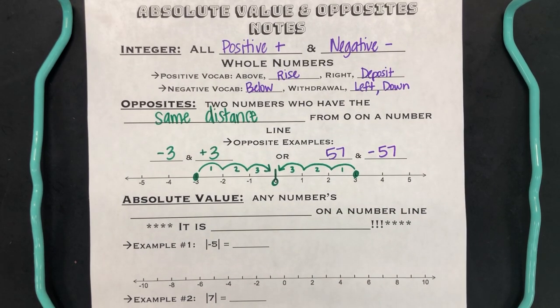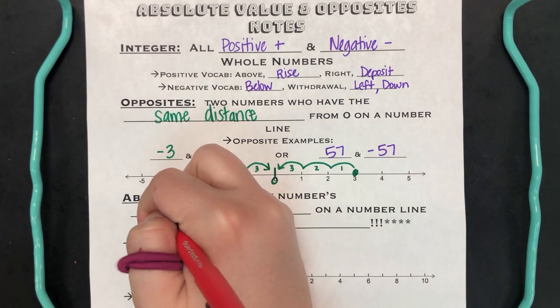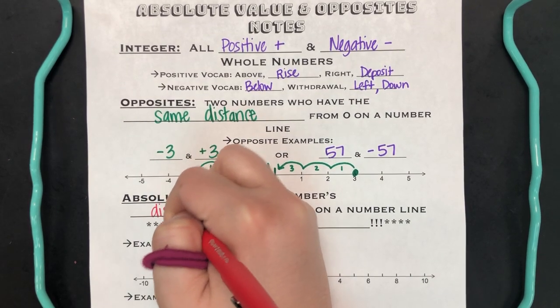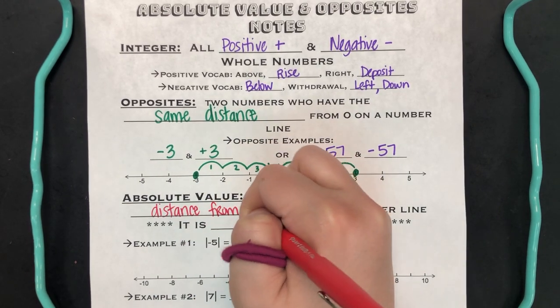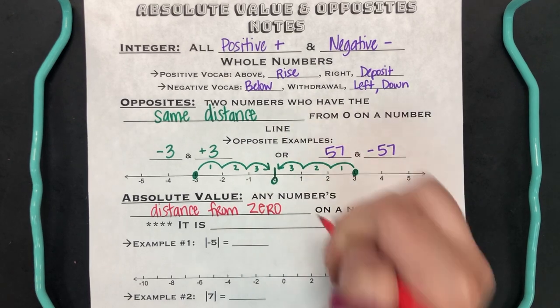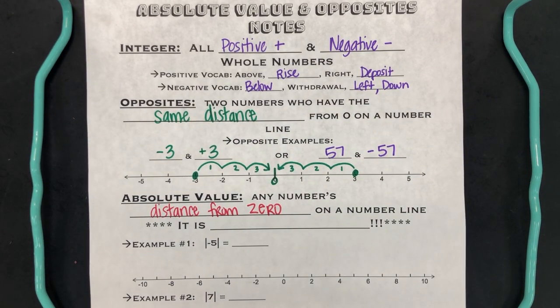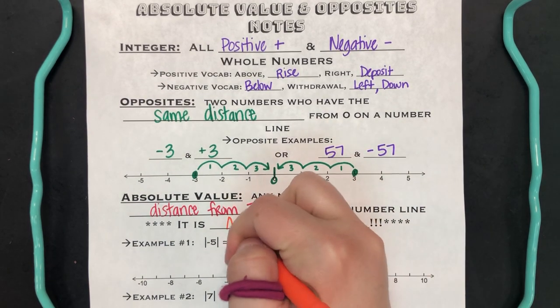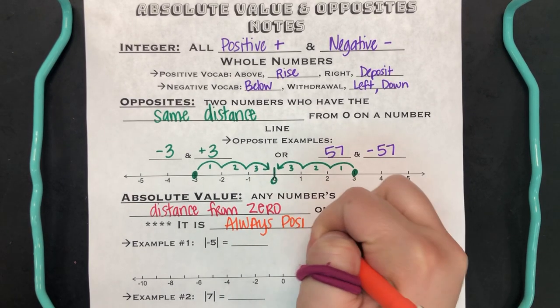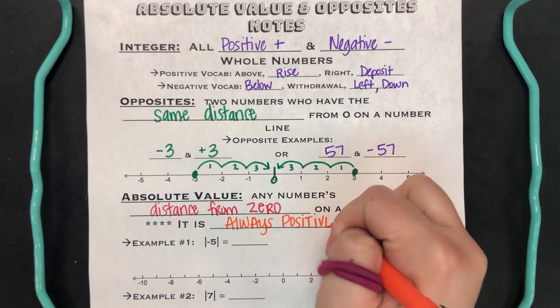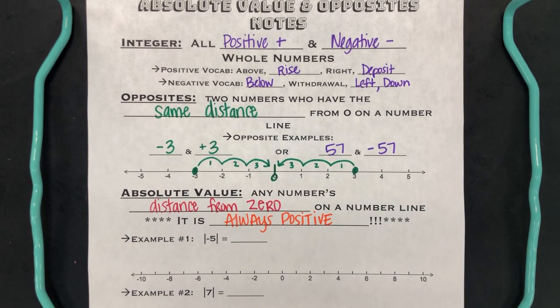okay? Absolute value is any number's distance from 0 on a number line. Any value's distance from 0 on a number line. And the key thing that you really need to remember is that absolute value is always positive. 100% of the time, absolute value is always positive, okay?